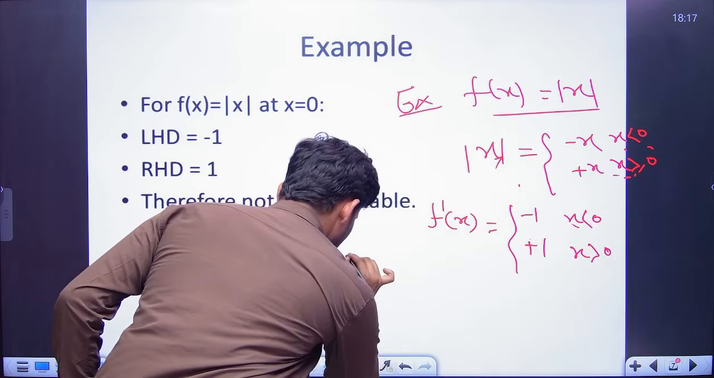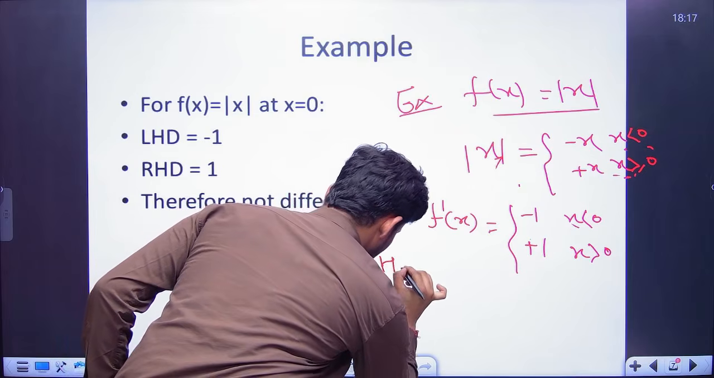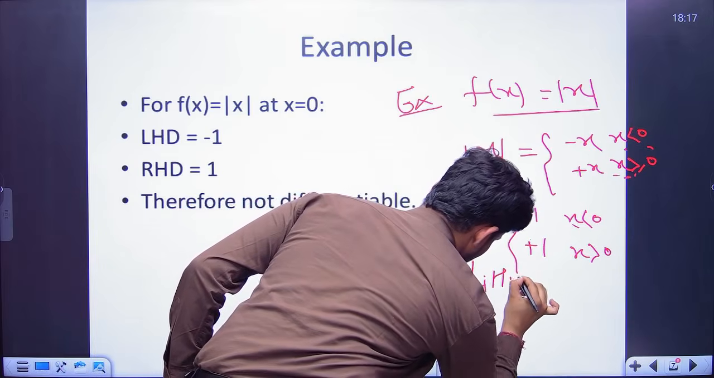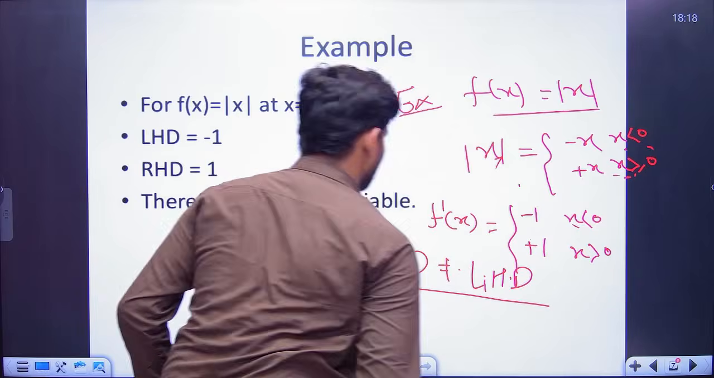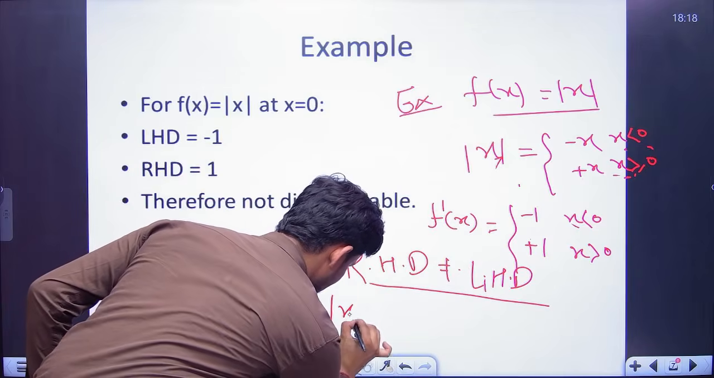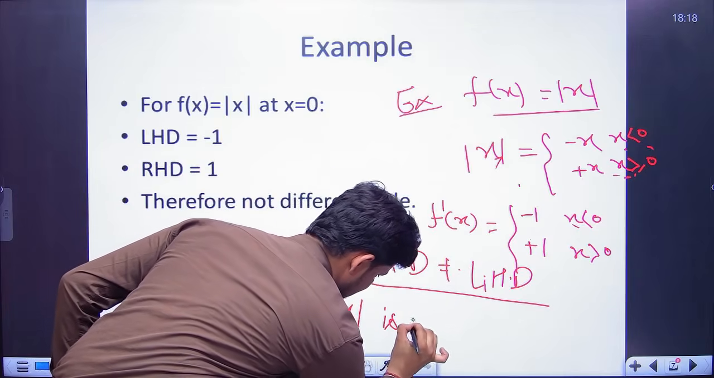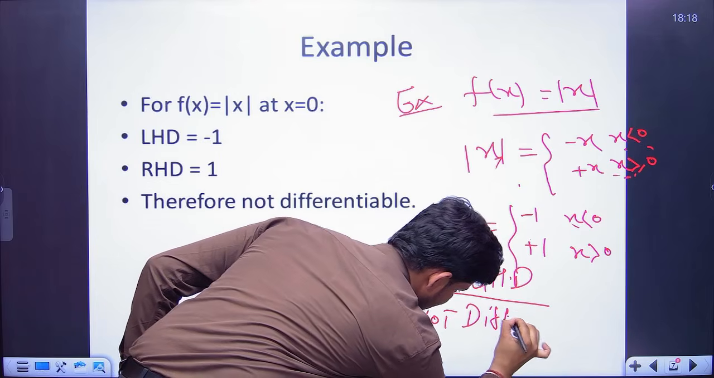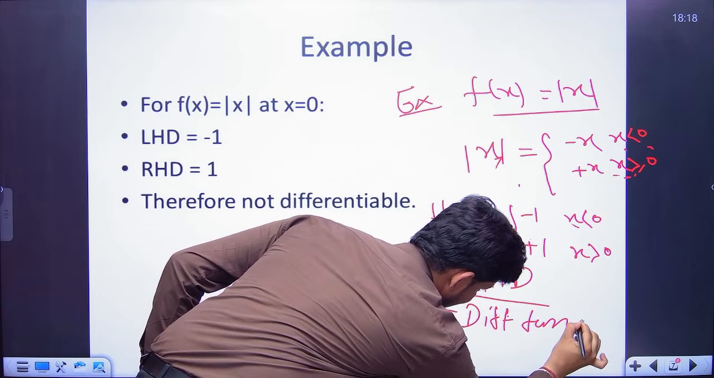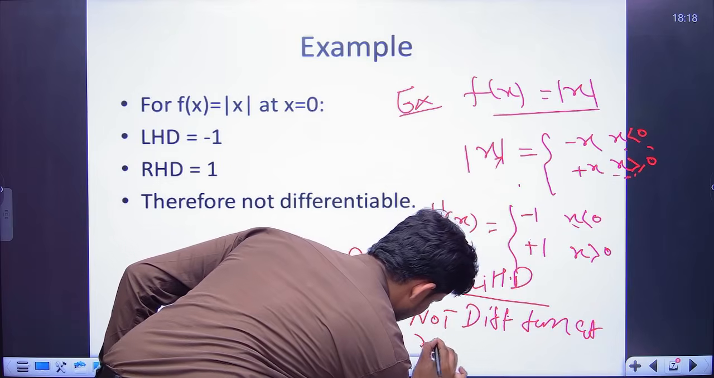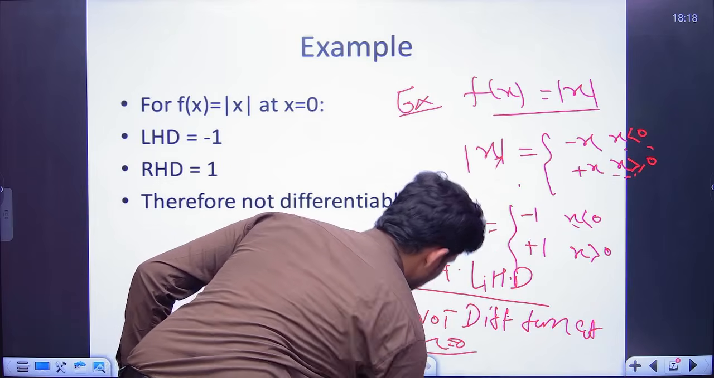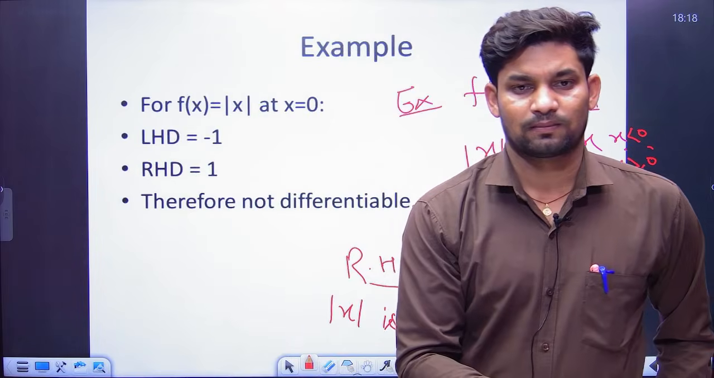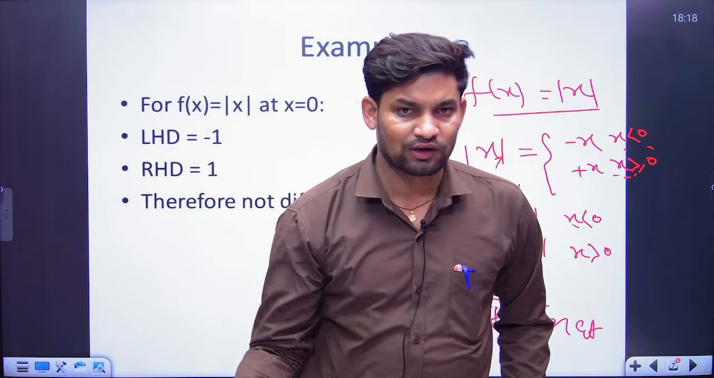That is, the right hand derivative is not equal to the left hand derivative. So mod x is not a differentiable function at x equal to 0. Differentiability is pointwise, because it depends on the point.